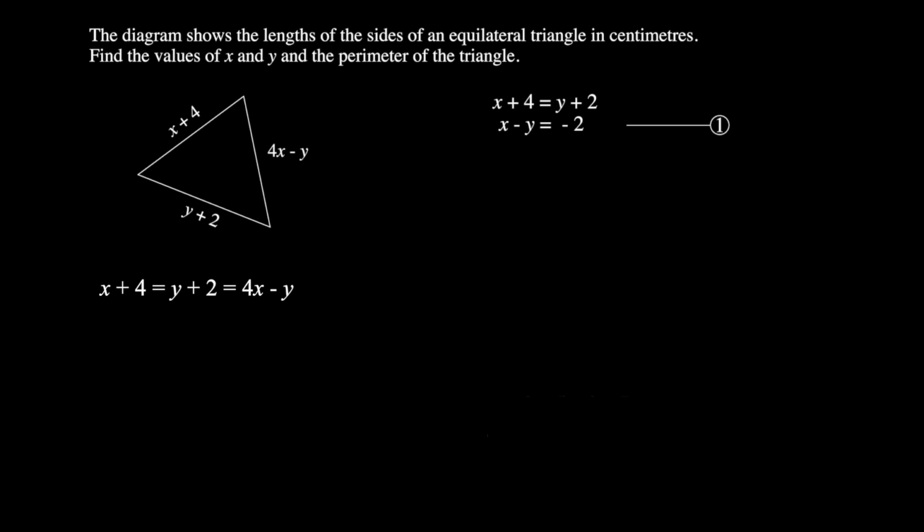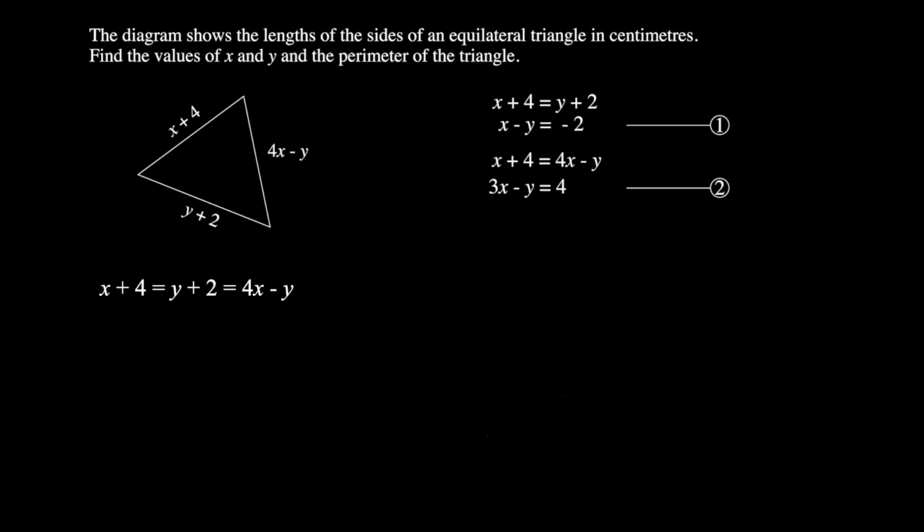I now need to make another equation. This time I'll use x add 4 and make it equal to 4x subtract y. I could have used y add 2 and make y add 2 equal to 4x subtract y. It doesn't make any difference. I'm now going to rewrite this equation as 3x subtract y is equal to 4. So we now have our two simultaneous equations.